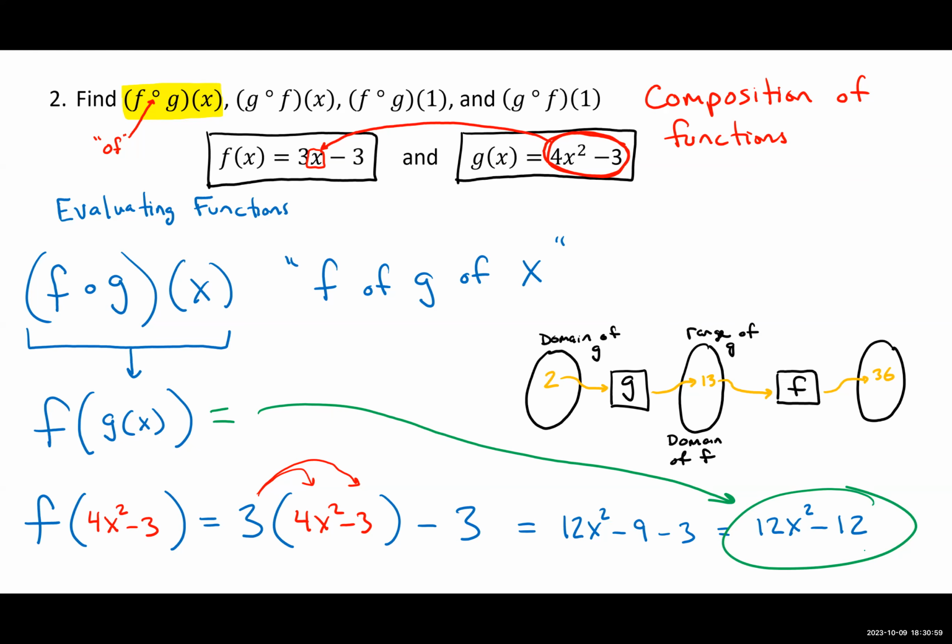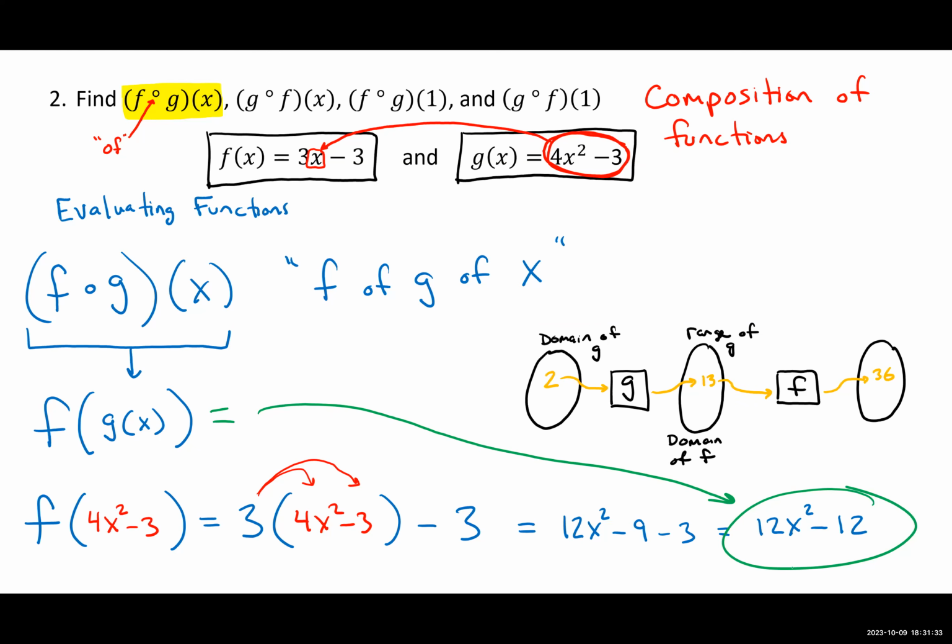We could factor that. We could factor out a 12, and we could use the difference of squares formula, and we could say that's 12 times (x minus 1) times (x plus 1), but we don't have to in this case. And it doesn't say factor your answer or anything like this. It's just plug the g function into the f function and simplify.